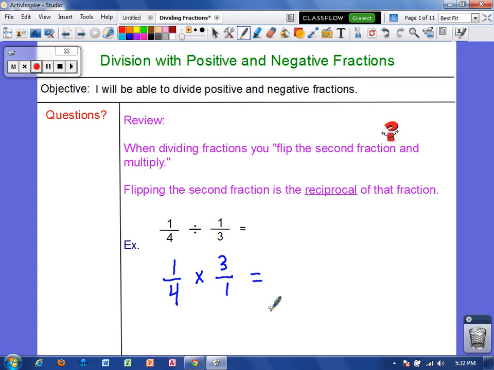Now I just do normal multiplying with fractions. So multiply numerators. 1 times 3 is 3. Multiply denominators. 4 times 1 is 4. That could not be reduced, so this would be our final answer.